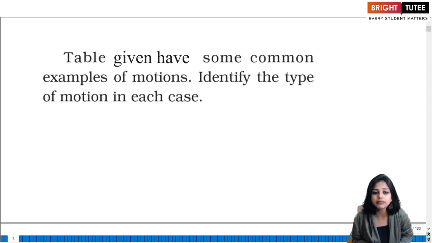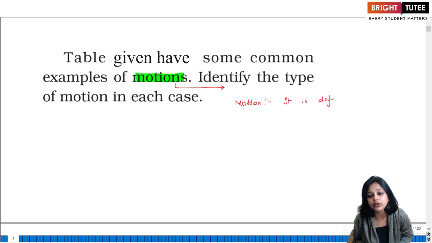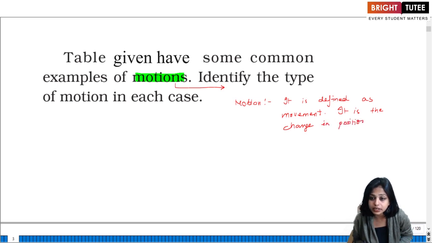So we have a table named 13.1 in your books that gives some common examples of motion. Here it is crucial that we at least define what is motion. When we define motion, it is defined as movement. Very important. If I have to be more particular, I will say it is the change in position of an object or a particle, even a change in orientation. All of these come under my definition of motion.